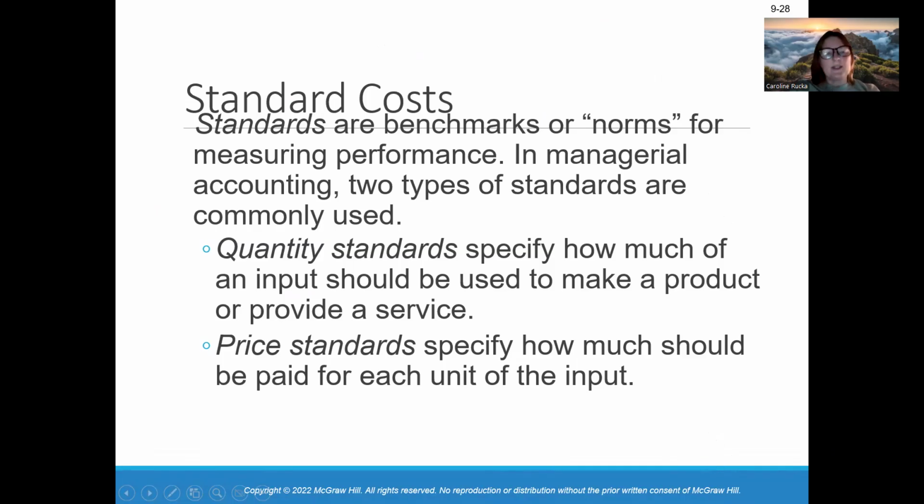Standard costs. Standards or benchmarks are the norms for measuring your company's performance. There are two types of benchmarks that we usually use in cost accounting. There's quantity standards. They specify how much of an input should be used to make a product or provide a service. And then price standards specify how much should be paid for each unit of the input. And we'll see examples of that coming up.